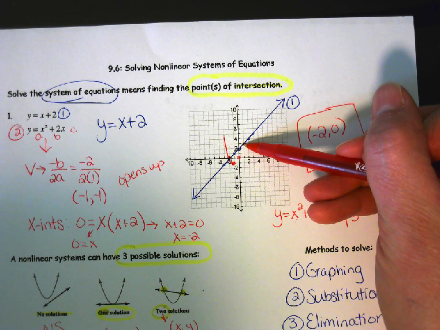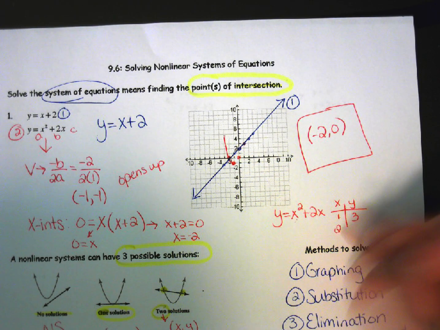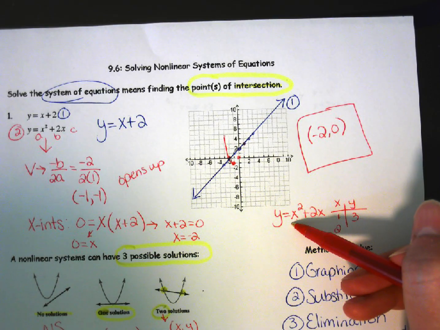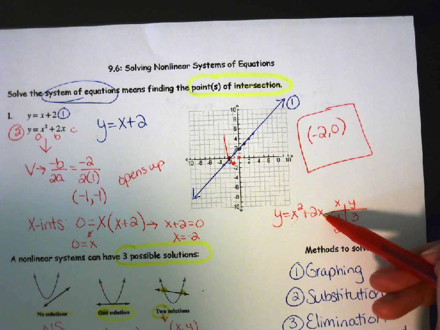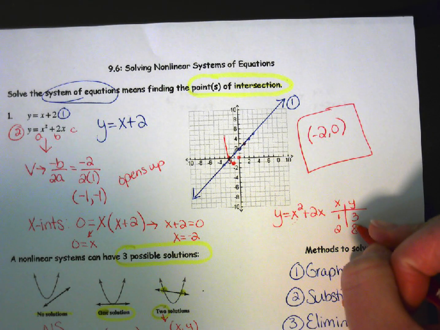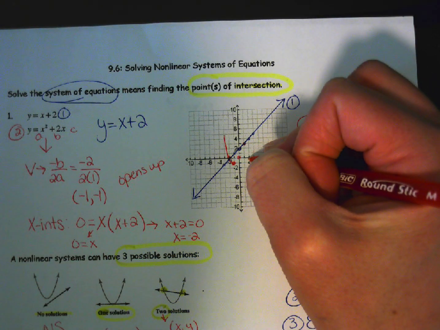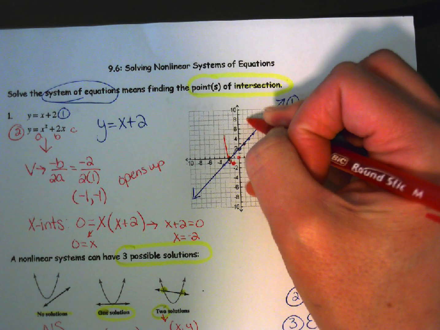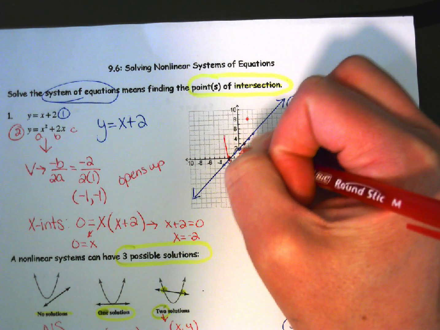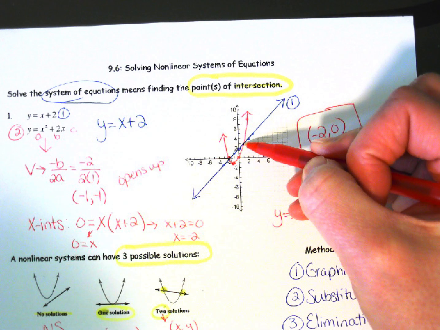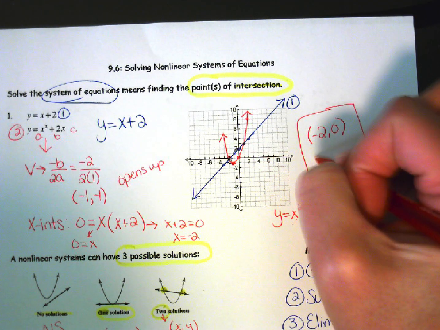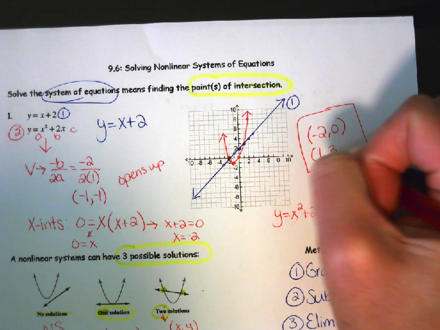Now if you want, I can plug more points in. I can plug 2 in. If I plug 2 in, that would be 2 squared is 4 plus 2 times 2. So I'd get 4 plus 4, which would be 8. So 2 would go all the way up to 8. So it would look like that. And now I can see that it crosses right there at 1, 3.